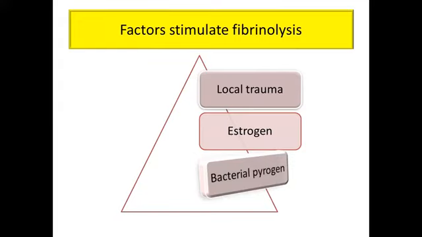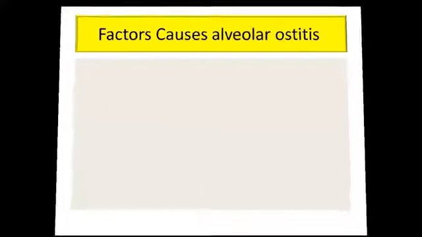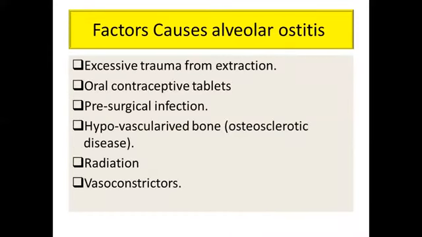Factors that stimulate fibrinolysis: local trauma, estrogen, or bacterial pyrogen. Then the main causes of dry socket: excessive trauma from extraction, the use of oral contraceptive tablets, pre-surgical infection, hypovascularized bone when the patient is subject to radiation, for example in the treatment of cancer in the head and neck, or too much use of vasoconstrictor.